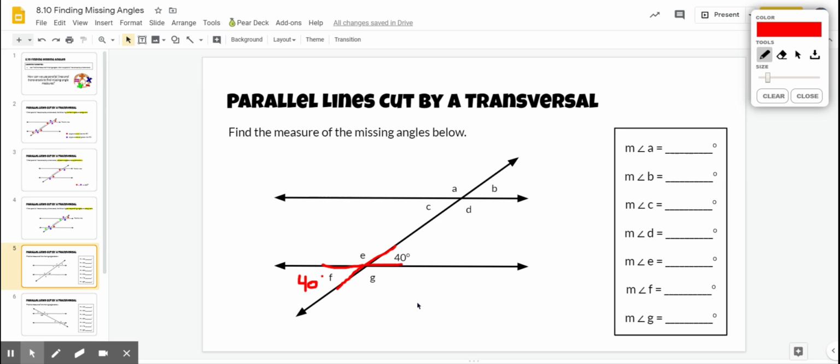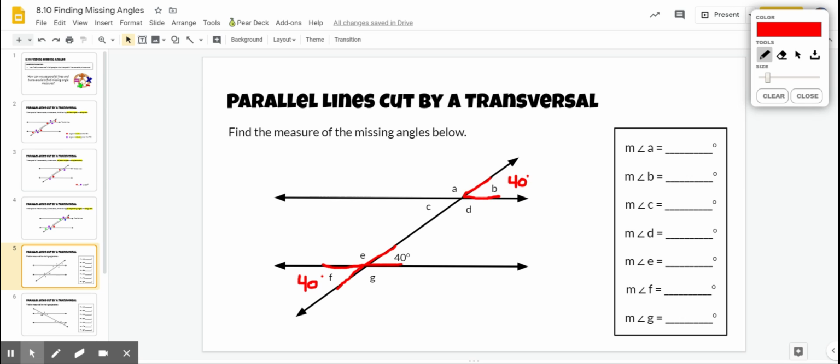I have no other vertical angles here, but I do have corresponding angles. So let's look at which angles on the top correspond with the angles here on the bottom. So here I have a 40-degree angle. If I come up here, I see angle B is corresponding, which means that is also going to be 40 degrees.